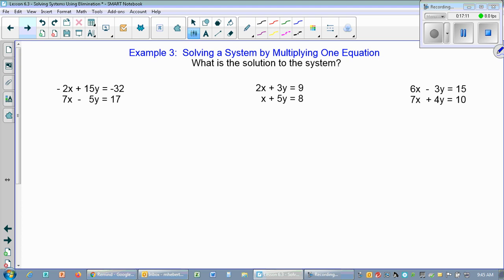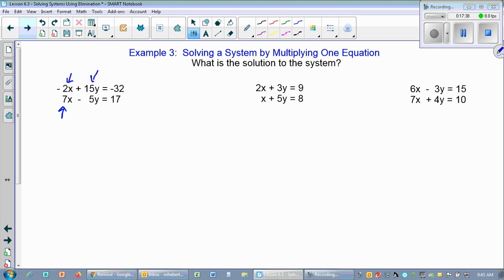In the first system, we're going to look at the coefficients and see if either coefficient will divide into the other one equally. For instance, will 2 go into 7 even? No, it goes into 7 3 times, but we have a remainder of 1. Then we ask, will 7 go into 2? No, 7 cannot divide into 2. So we can't use the x's. Then we move on to the y's.